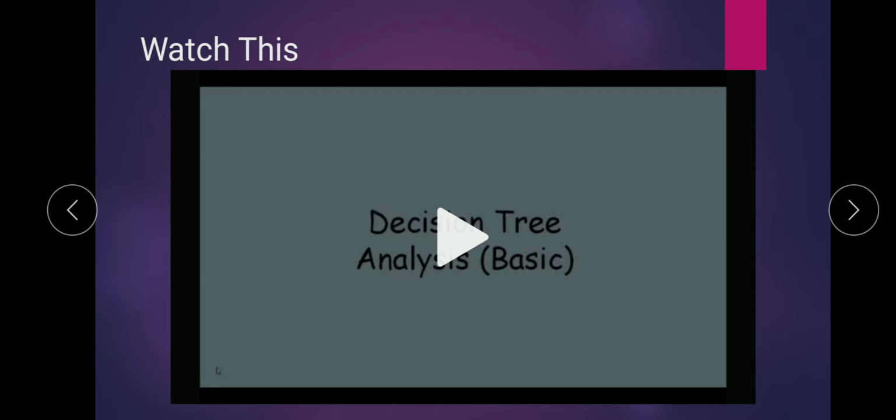So we'll have a person who will be talking about how to draw a decision tree, and again he'll be giving an example as well. So watch it, guys.